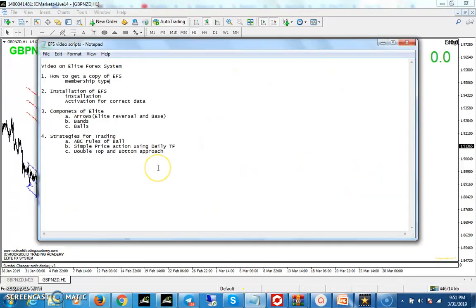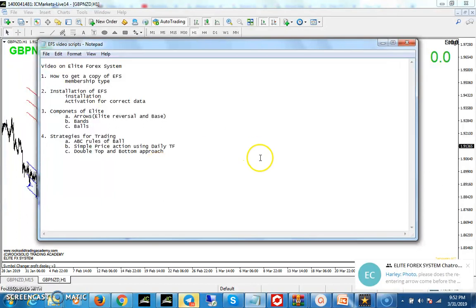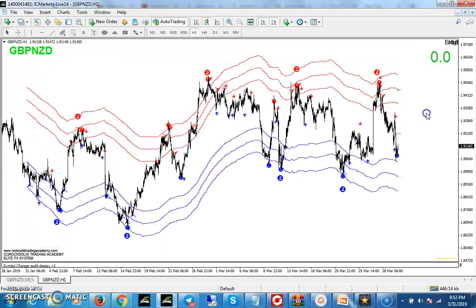So we continue to the second video, which is on the strategy for trading using Elite Forex system. We have seen the ways to get Elite Forex system. We've also seen how to install and activate it for the correct data. We looked at the components, the bands, the balls, the arrows. And now we are going to look at strategies for trading using Elite Forex system. But let's do a review.